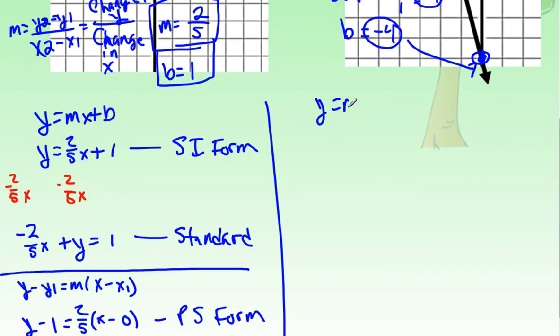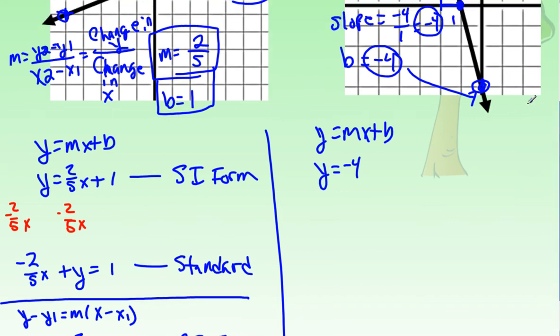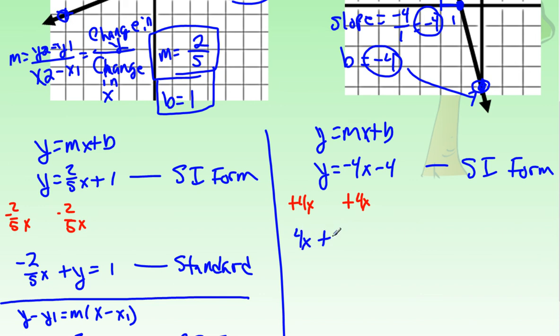So now we can get to it. Formula, y equals mx plus b. y equals -4 is the slope, we found that here, x and -4 is the intercept. There is our answer in slope-intercept form. To get to standard form, we're going to add 4x to both sides, giving us 4x plus y equals -4. That's this guy here. There we are in standard.